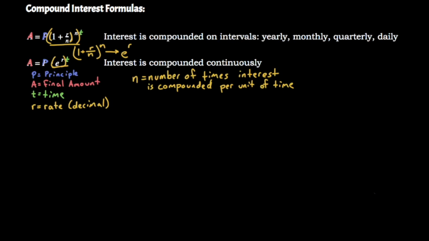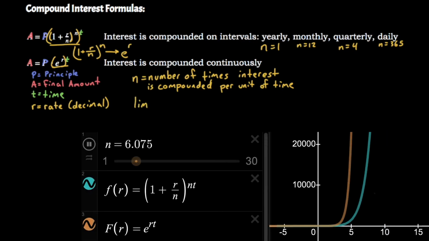And since n is the number of times that we're compounding the interest per unit of time, what I mean by that is if the unit of time we're measuring is a year, then if we're compounding interest yearly, n would be 1. If we're compounding interest monthly, n would be 12 because it's 12 months in a year. Quarterly would be 4 times a year, so n would be 4. And daily would be n equals 365. But the more often we compound interest every year, the n value is going to get extremely large. We could actually think of this from more of a calculus standpoint if you took the limit as n approaches infinity of this function.